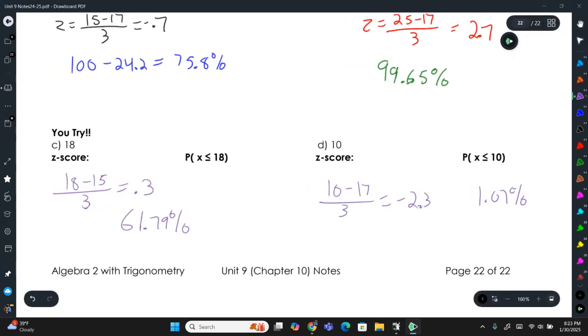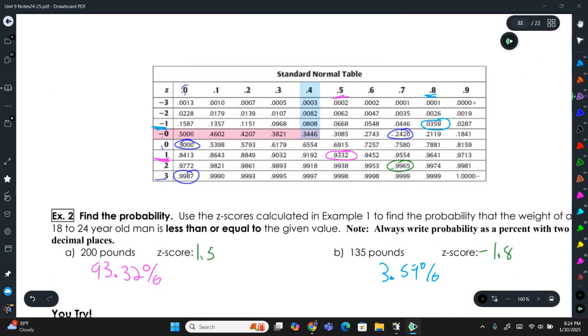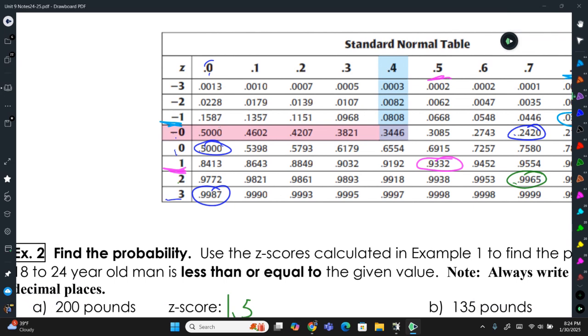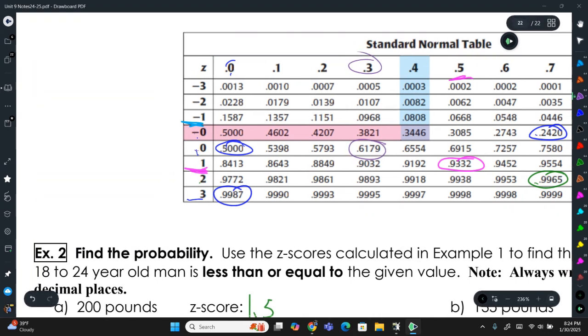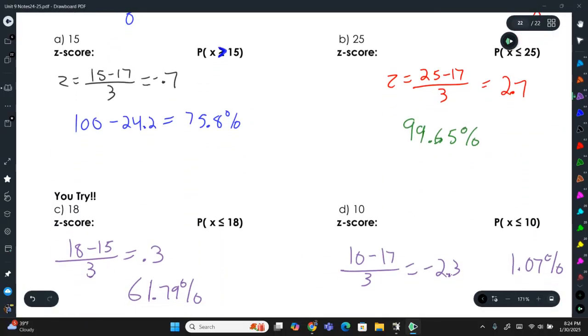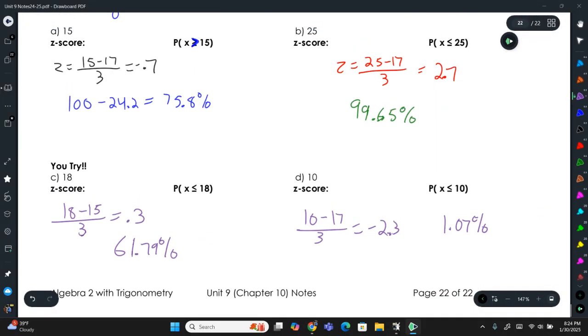All right, so this is what you should have gotten for your z-scores and your probability. Again, 0.3, people have trouble with that because they say, well, which zero do I take, the negative or positive one? Well, it was positive 0.3, so you would do positive 0 and then 0.3, and that's how you get 0.6179 or 61.79%. Okay? So again, just make sure you calculate the z-scores correctly and pay attention to your symbols to see if you're doing less than or equal to or greater than.